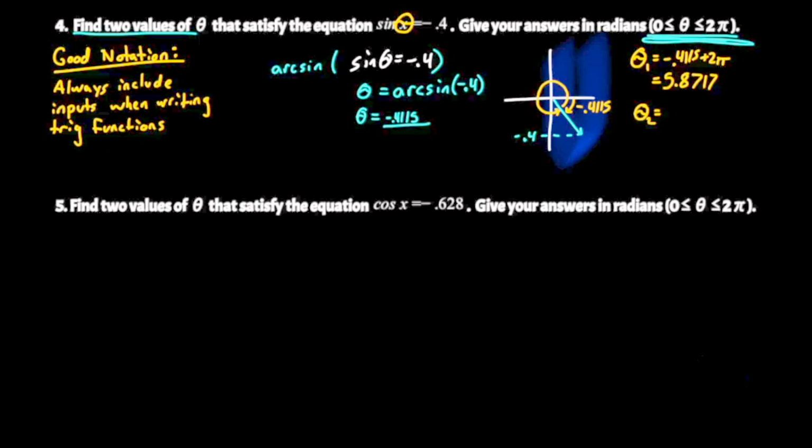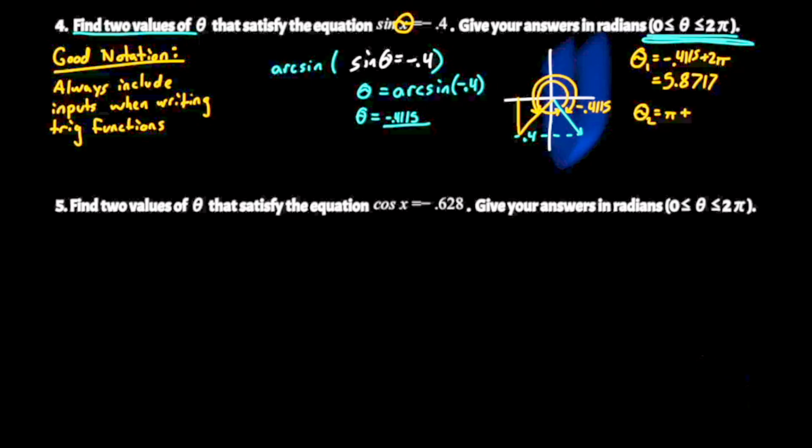For my second answer, I have to think visually on the unit circle, where's the other angle that would have the same sine value? So the sine value is negative 0.4, and remember that sine is like a y value, so I want another place on the unit circle that has a y value of negative 0.4, and that would be over here. So to think of what this angle is as a positive value between 0 and 2 pi, I'll start at 0 and go around the circle until I get over here.